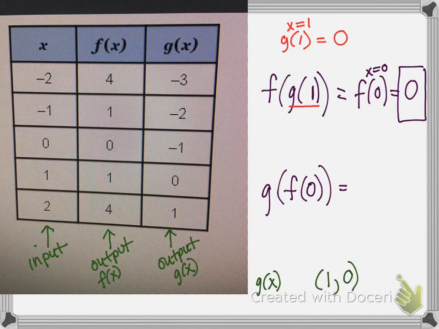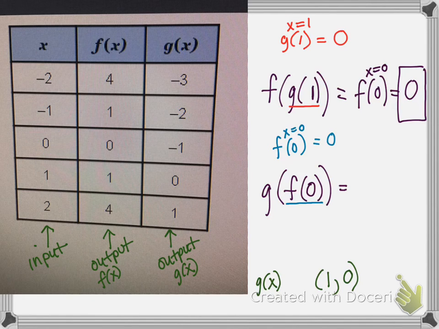Let's take a look at the second part. So I have g of f of 0. We start with the inside first. f of 0 is saying if I plug in 0 for x, what is my output? So if I plug in 0 for x, my output is 0.